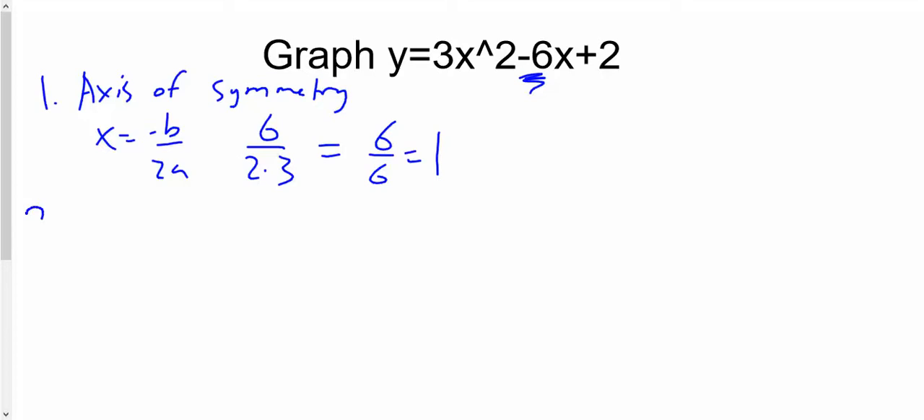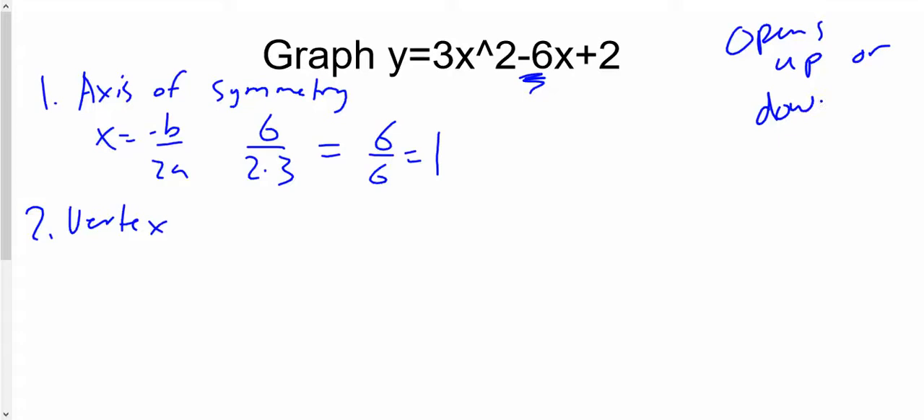Now step 2 is find the vertex. And it's helpful to state if it opens up or down, just so that when you're graphing it, you know if you've done it right or not. So this one opens up because 3 is positive.